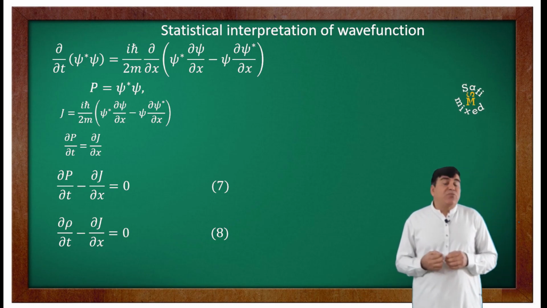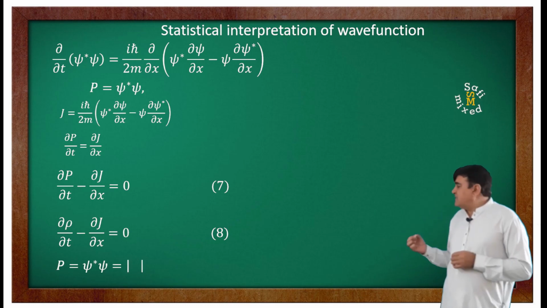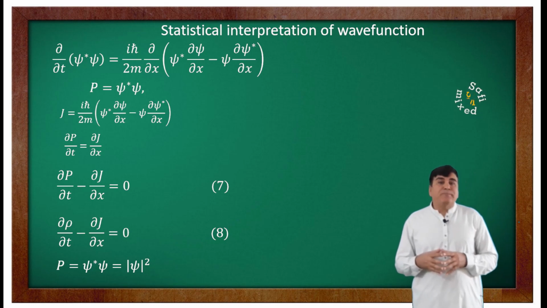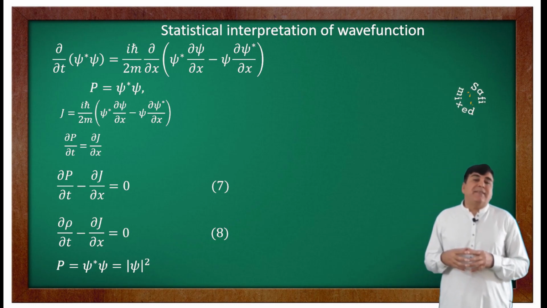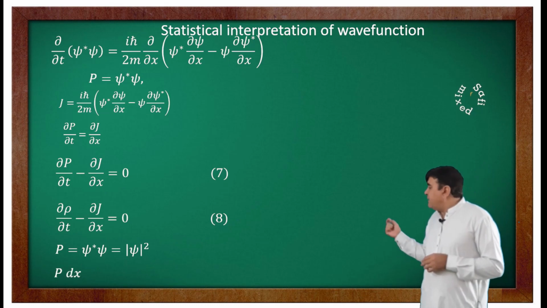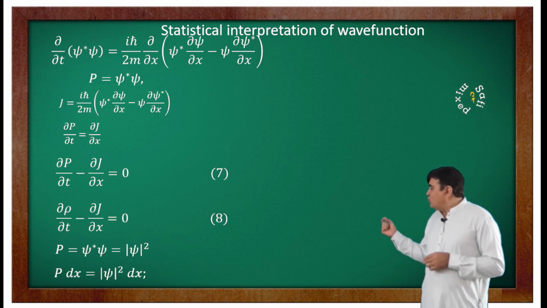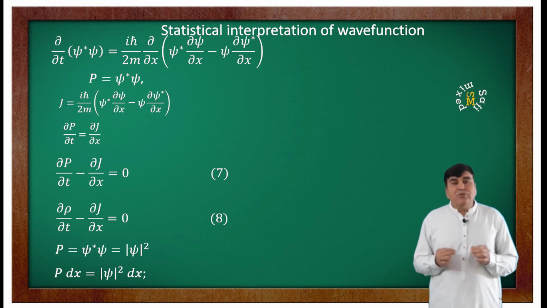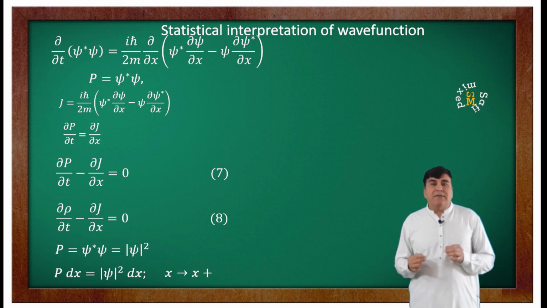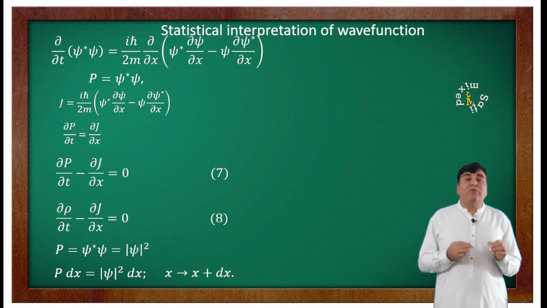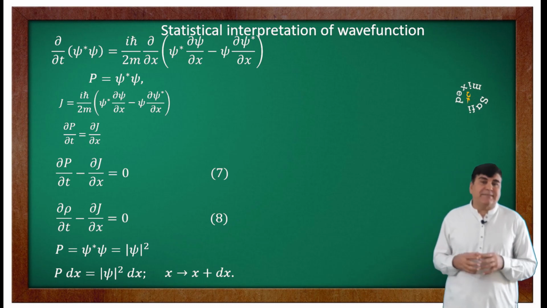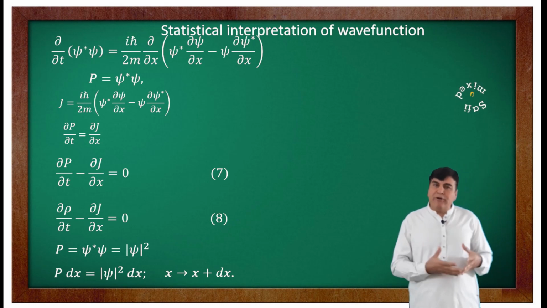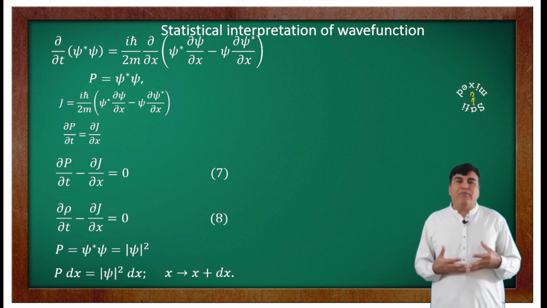Analogically, in equation 7, we may associate P equals psi star psi equals the absolute square of psi with position probability density, in the sense that P times dx, equal to the absolute square of psi times dx, will be proportional to the probability of finding the particle in a differential length element between x and x plus dx. This meaning given to the wave function is in fact the so-called Born statistical interpretation of the wave function.